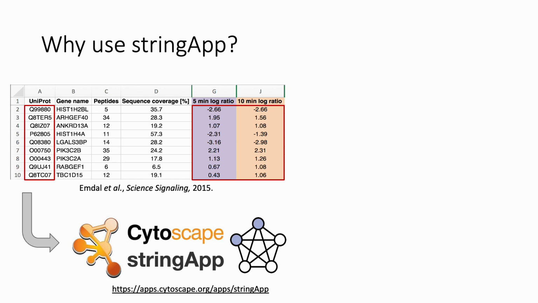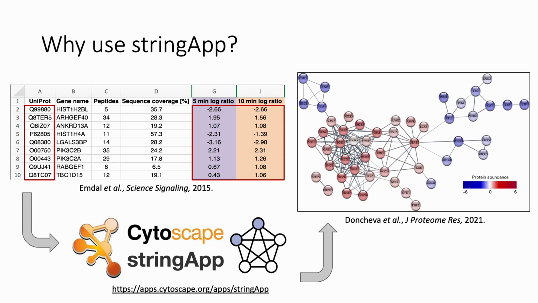We can come closer to answering this question by using stringApp in Cytoscape to retrieve a network of functional associations between the proteins from the table, highlight the up and down regulated proteins from the experiment by using a red-blue gradient, as you can see in this network visualization, and we can also perform functional enrichment analysis in order to identify biological processes and pathways that are enriched in this specific list of proteins.